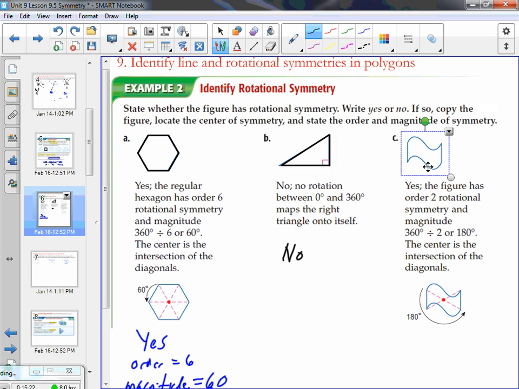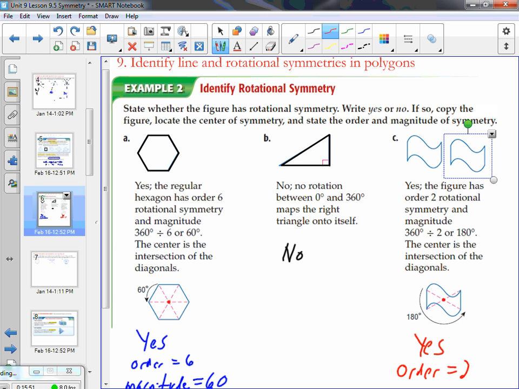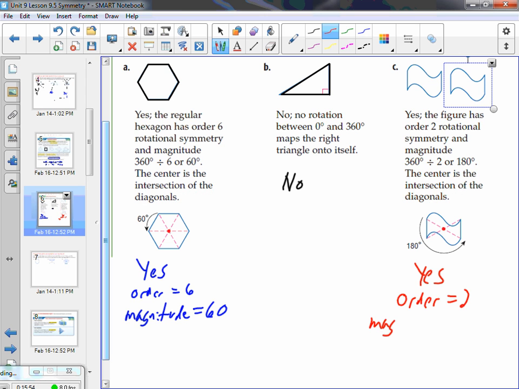all right, so I copied this here. So tell me when it looks, I'll do it next to it so you can see it better. When they look identical. They're identical now. Nope, nope, nope. Oh, yes. They are, aren't they? So how many times? Let's start. So 1, 2. So the order is 2. So what do we write? We write yes. We write order equals 2. And if the order is 2, what does the magnitude have to be? Yeah, it has to be 180 because 2 times 180 equals 360. So the magnitude equals 180.